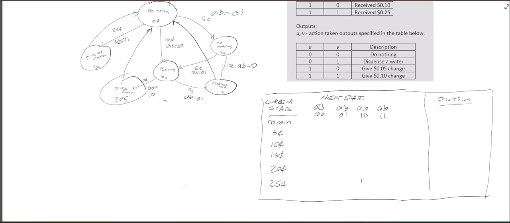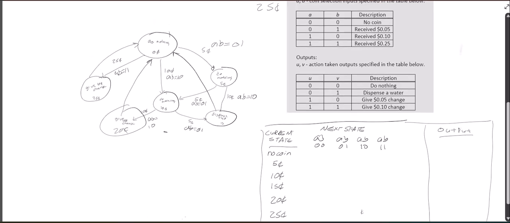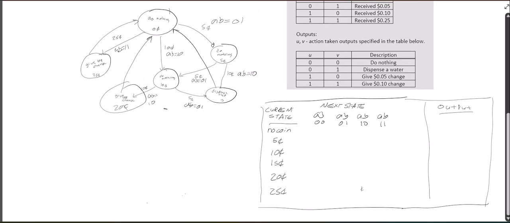And AB 0, 0 corresponded to nothing, no coin. AB 0, 1 is you inserted 5 cents. AB 1, 0 is you inserted 10 cents, and 1, 1 was you inserted 25 cents. And I will call these states A, B, C, D, E, and F.